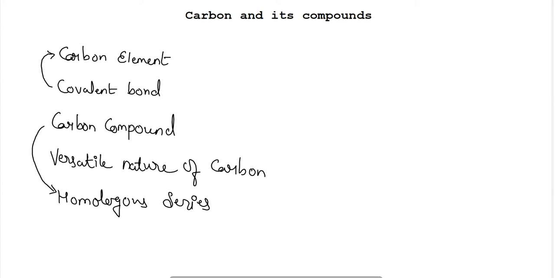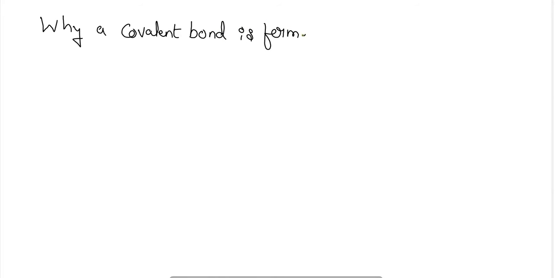So let's start this chapter with a very simple discussion about why a covalent bond is formed. So the first thing we are going to discuss today is about covalent bonds and why we are forming a covalent bond, why covalent bonds are formed in nature.